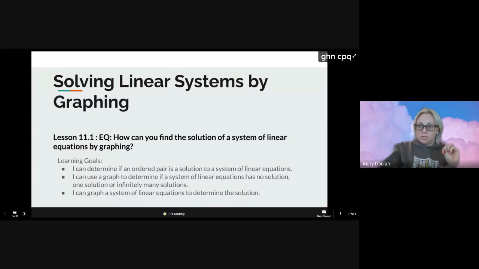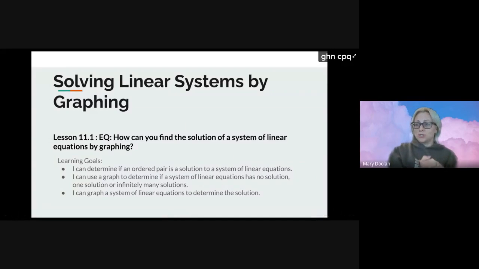So your learning goals for today: I can determine if an ordered pair is a solution to a system of linear equations. All right, an ordered pair, an x, y ordered pair like 3, -5. Is that a solution to a system? We can figure that out. I can use a graph to determine if a system of linear equations has no solution, one solution, or infinitely many solutions. So there's 3 possibilities that will happen when you solve a system of equations.